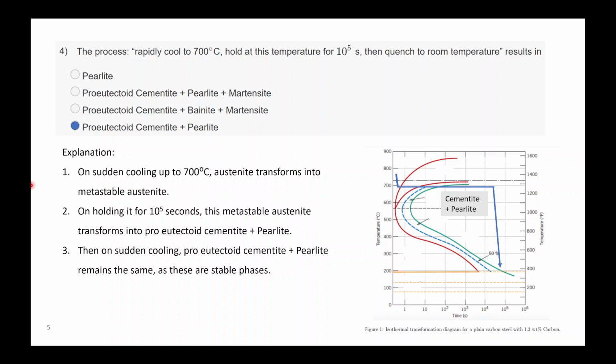So on sudden cooling up to 700 degrees Celsius, your austenite will transform into metastable austenite, and on holding for 10 to the power 5 seconds, this metastable austenite will transform into proeutectoid cementite plus pearlite, and on sudden cooling, this proeutectoid cementite and pearlite will remain the same, as these are the stable phases.